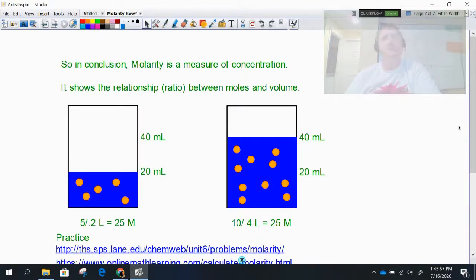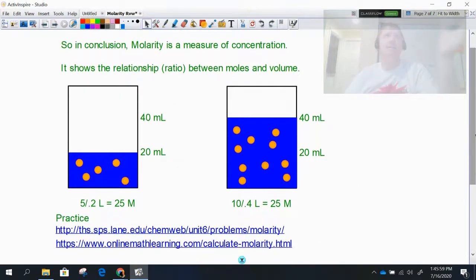Okay, so in conclusion, what the heck is molarity? Molarity is a measure of concentration. It shows the relationship or ratio between moles and volume. And I actually put 2 different containers here that both have the same molarity. They're both 25 molar, which again is an insane number. They're usually like 0.25, but I decided to keep the math a little bit simple here.